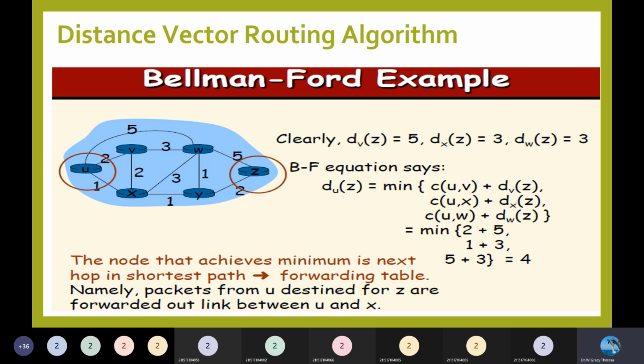Okay, so from this the minimum cost from the source U to Z is going through the route of X: U to X, X to Y, and Y to Z. So this is the minimum cost. So finally it is concluded that the minimum cost distance of U to Z is only 4. Okay, this is the Bellman-Ford example we have seen. The least cost route is found, the best route is selected, and the data packet is transmitted from source to destination.